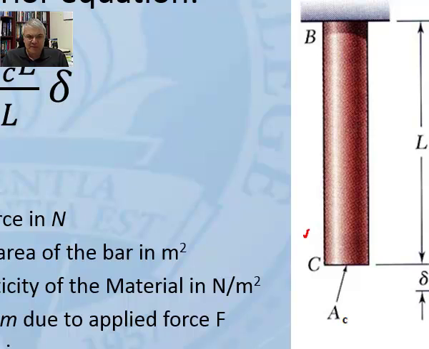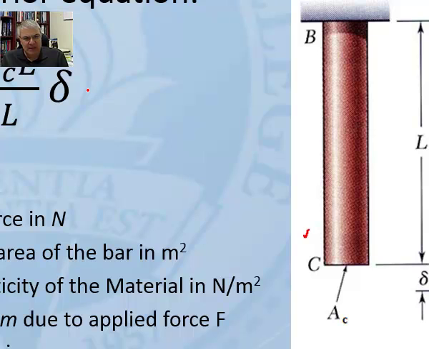So both A sub C and L, of course, A sub C is the cross-sectional area, a variable if we increase it or decrease it depending on the sample size. L is also a geometric property, that is the length of the bar, and the delta is the displacement that this prismatic bar would go through after we apply the force F.